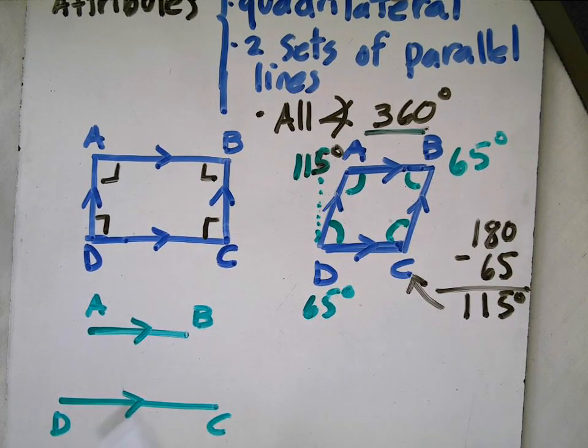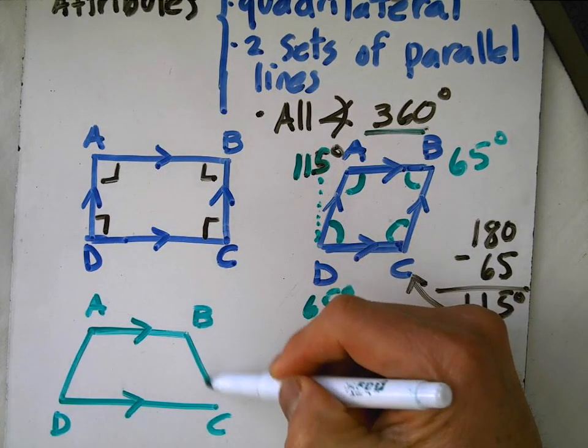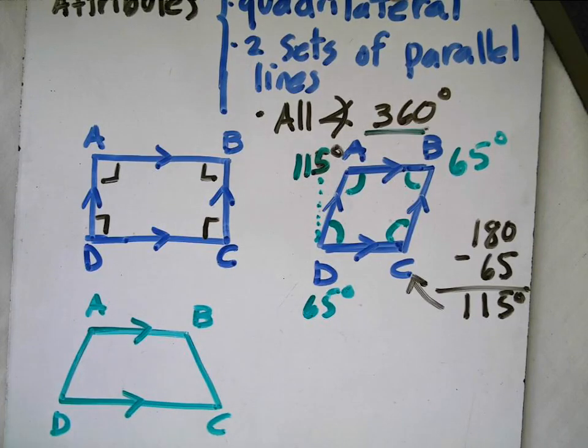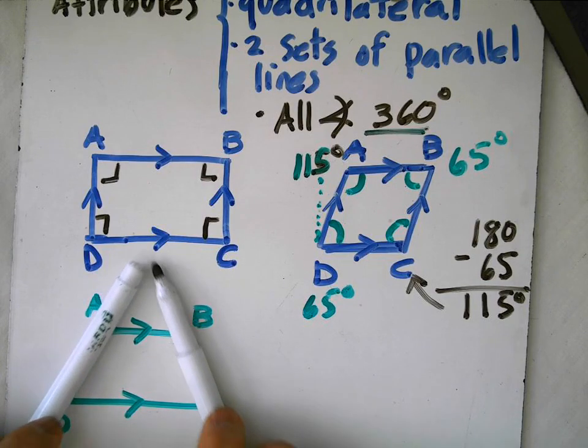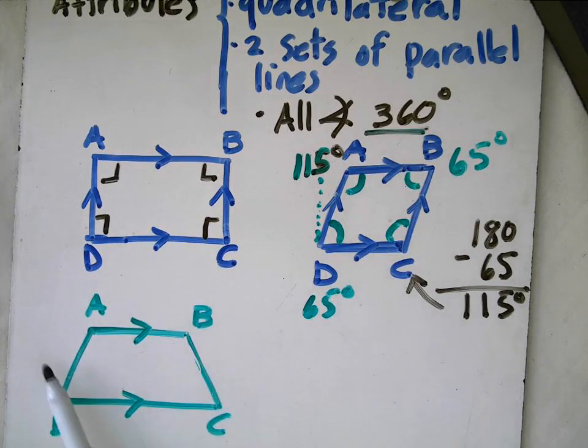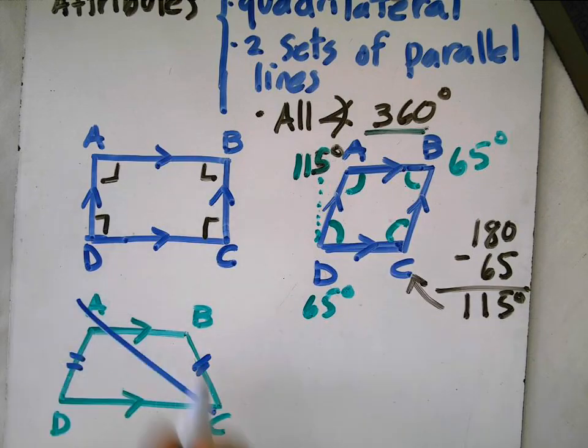Now let's look at segments AD and BC. Are these two parallel? Well, I don't think so. Here's the reason why. If you continue these lines, eventually they're going to meet. So that means these two are not parallel. Now here is the symbol when something is not parallel. This is not parallel to this. So is a trapezoid a parallelogram? I don't think so.